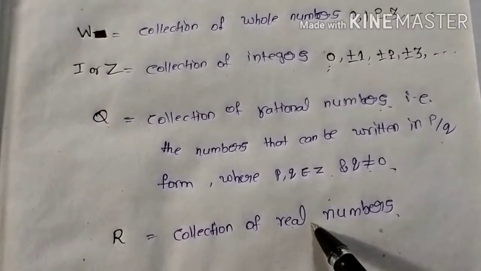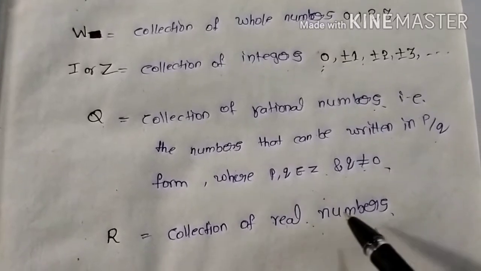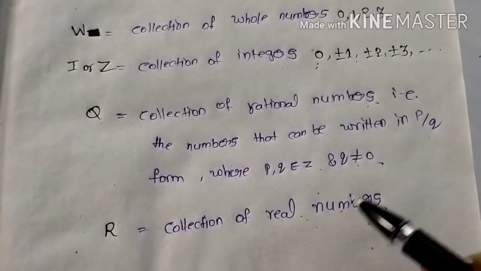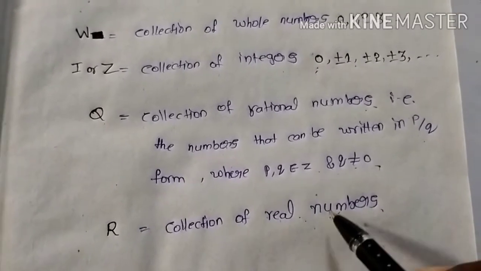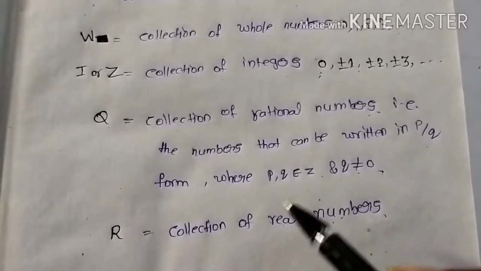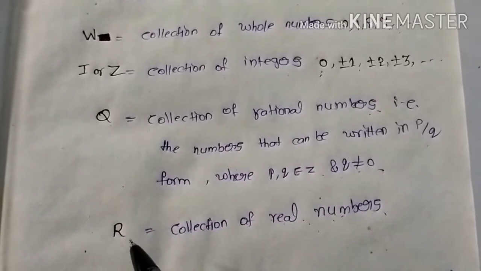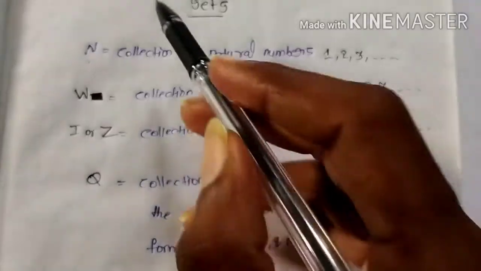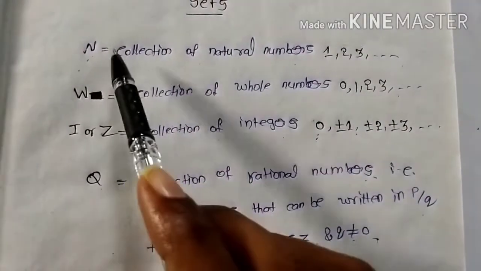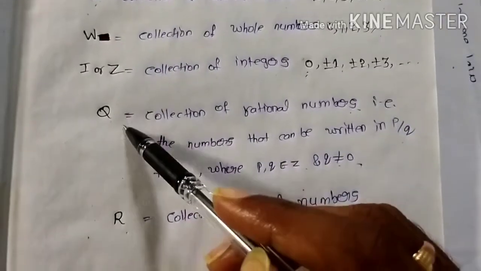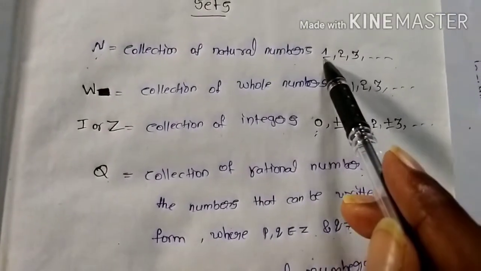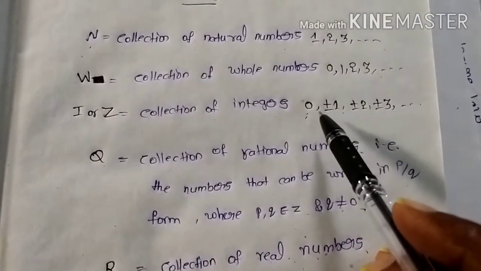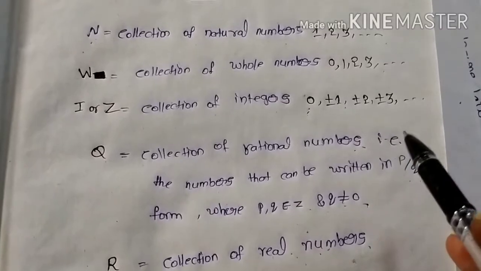Next, R is the collection of real numbers. You know that real numbers are a collection of rational numbers and irrational numbers. Yes or no? These are represented by R only. These are all our groups of numbers: N, W, Z, Q, R. But all these numbers have a common property, to make meaningful sentences.